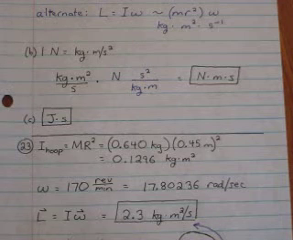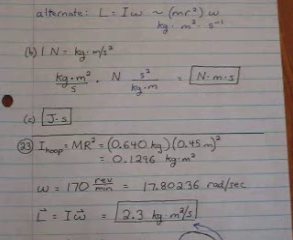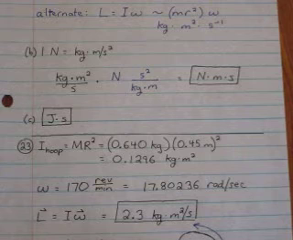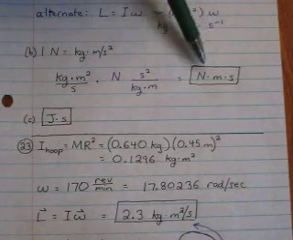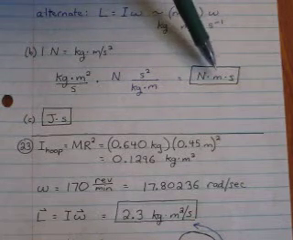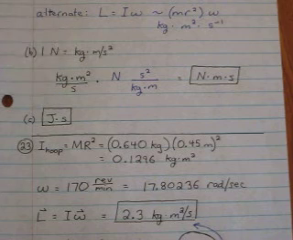For part C, we're asked to find angular momentum in a form involving joules. Well, if you recognize that a newton meter is a joule, you can just combine these to be a joule second.